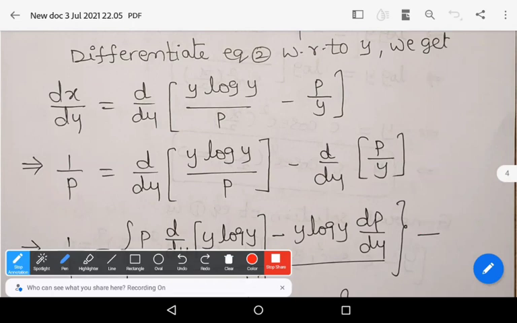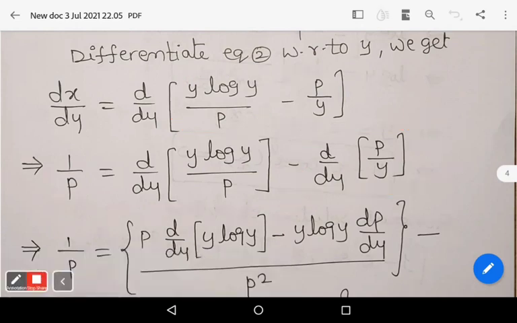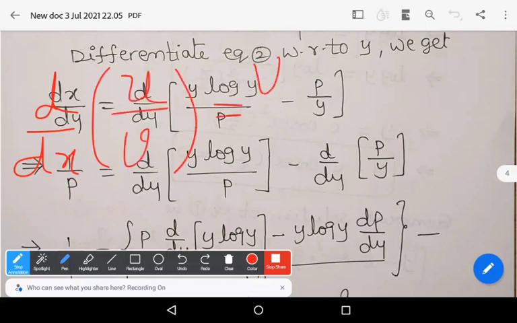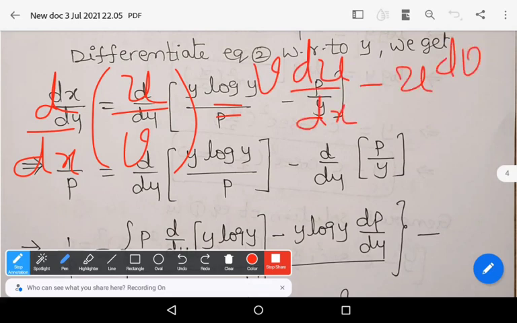Now split the differentiation: d by dy of the first term minus d by dy of the second term. Now apply the derivative of u by v rule. What is the derivative of u by v? We know d by dx of u by v is equals to v into du by dx minus u into dv by dx, divided by v square.